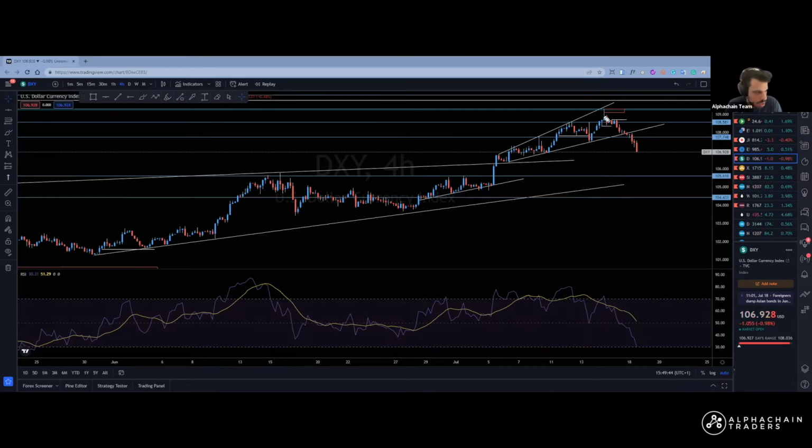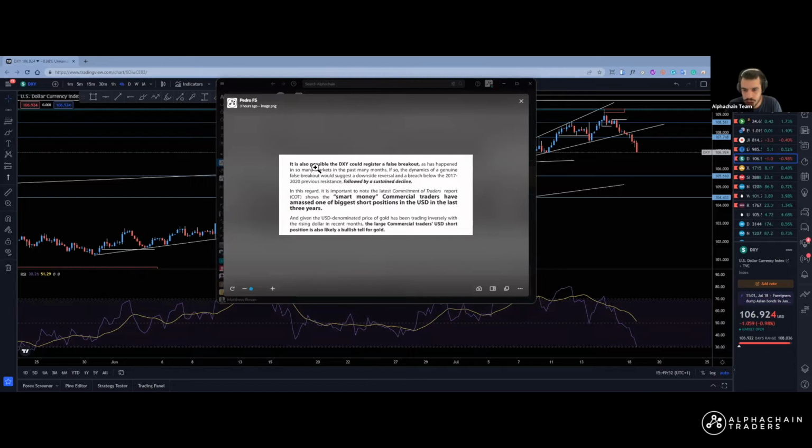The fake out can still happen. Yeah, I think exactly, it even says in here, right? It is also possible that the DXY could register a false breakout, as has happened in so many markets in the past many months.